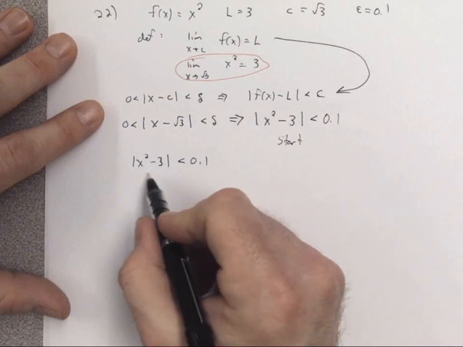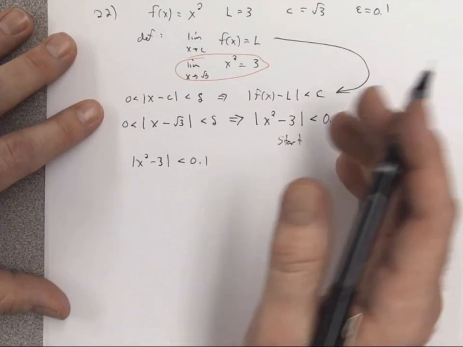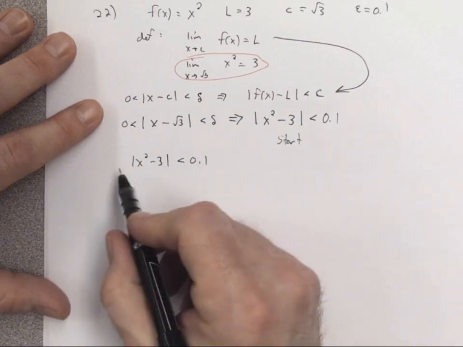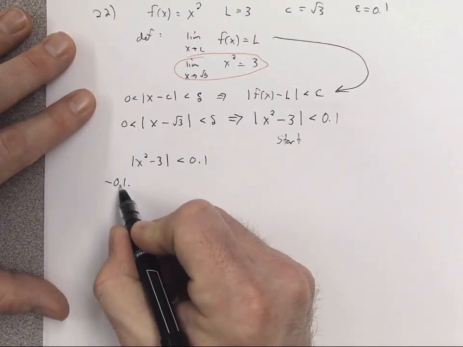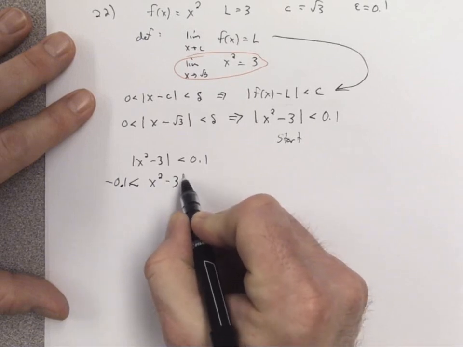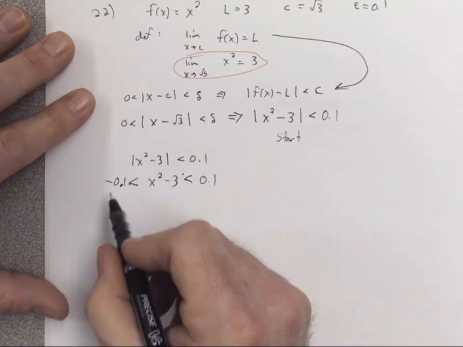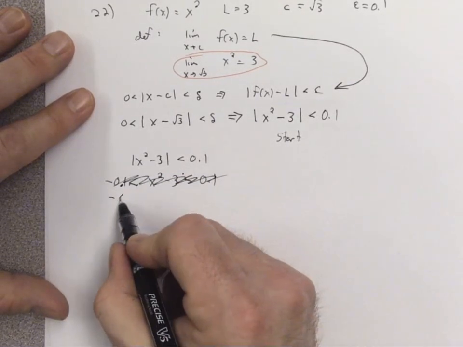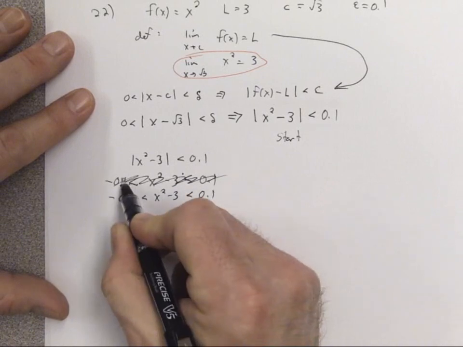Okay, because I can't simplify inside the absolute values. You guys agree? X squared and negative 3 are not like terms, so you're done there. So getting rid of the absolute value, how do you do that? Negative 0.1 is less than x squared minus 3, which is less than 0.1, right? Let me say that again: negative 0.1 is less than x squared minus 3, which is less than 0.1.